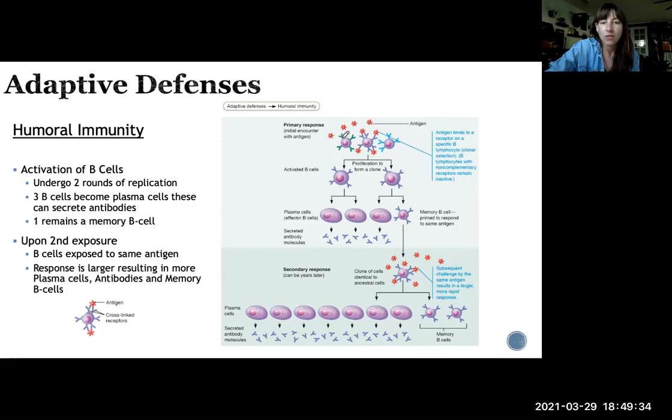When they encounter their specific antigen that matches with the antibodies on their surface, that activates them the same way that it does with a T cell, except it doesn't need to be presented by an APC. Then it will reproduce. It'll go through 2 rounds of division, right? Basically, these are somatic cells, so they will produce clones of themselves.